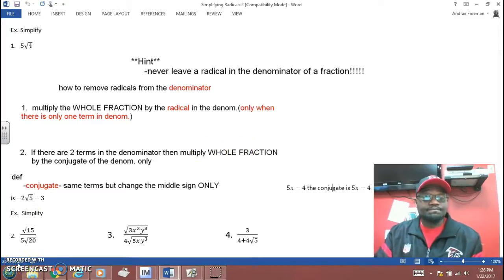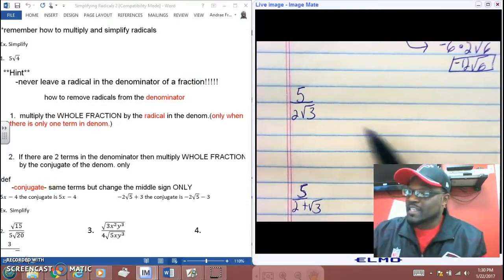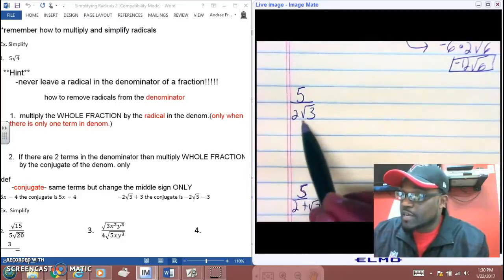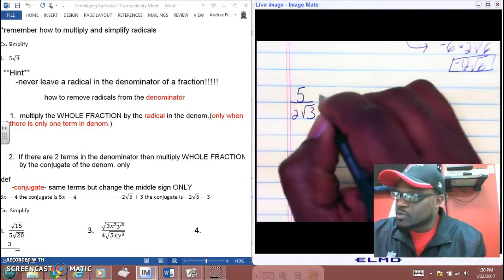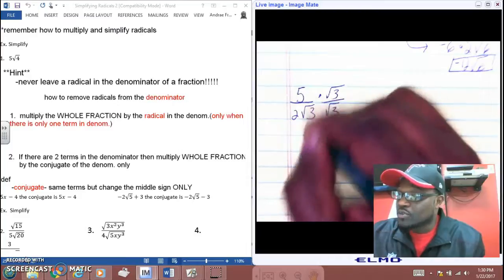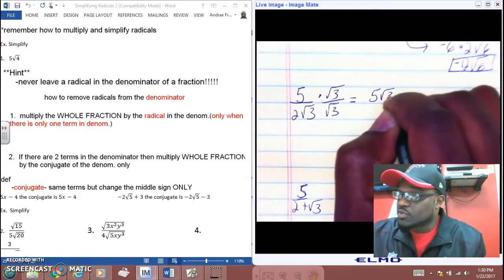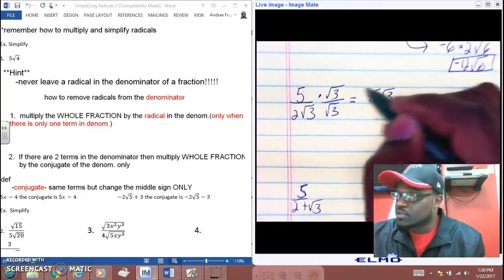All right? Okay, so those notes that you were supposed to write down basically say if there's one term underneath the denominator, that's all one. It's not being separated by a plus or minus. All you've got to do, if this is the case, is multiply the numerator and the denominator, or the whole fraction, by your radical. Okay? And you're going to get 5 square root of 3 on the top. When you multiply those, it's like a 1 in front. 5 times the square root of 3.